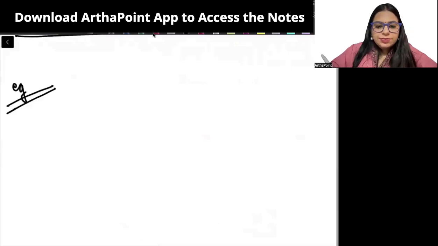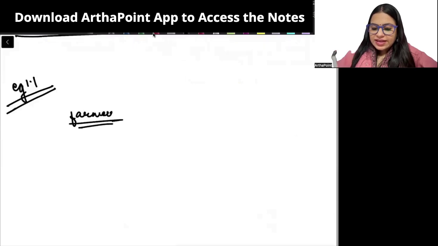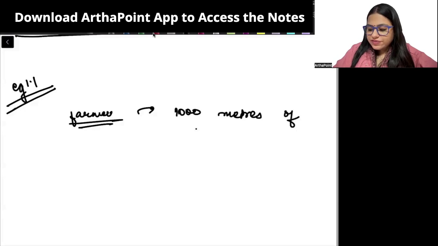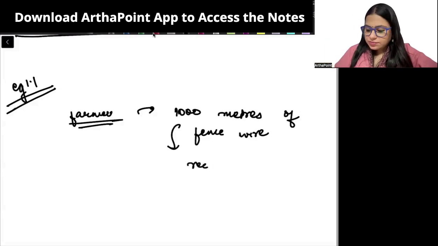So this is example number 1.1, right? I really want all of you to follow this book along with me so that you don't leave out on anything. ठीक है? तो in this example 1.1 हम क्या बोल रहे हैं बेटा? That there is a farmer. And this farmer has 1000 meters of fence wire which has to enclose a rectangle.